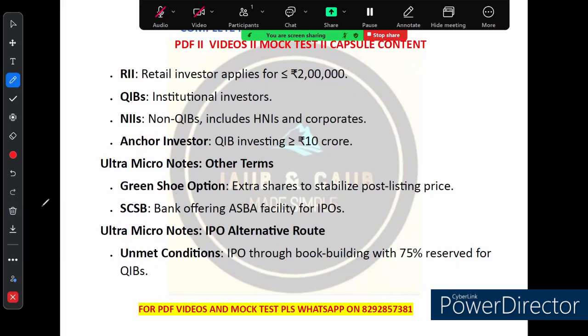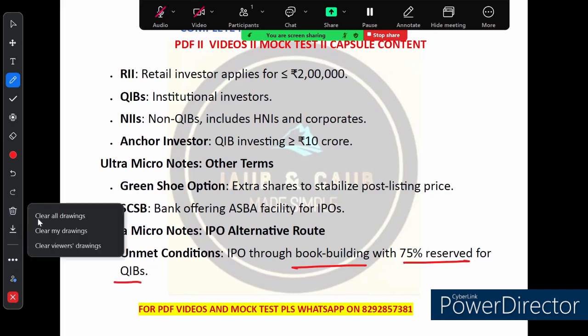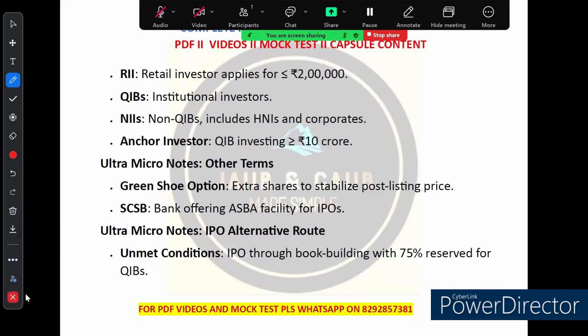So if a company does not meet all eligibility criteria, they can still go for an IPO through a book building process, right, where 75% is reserved for QIB, and after the issue they must meet NSE listing criteria. That's the point. So that's a quick rundown of the investor category and the IPO basics.